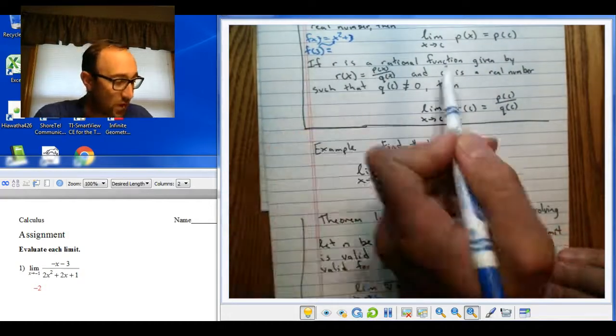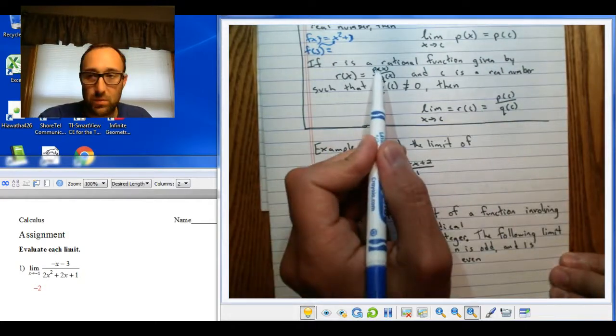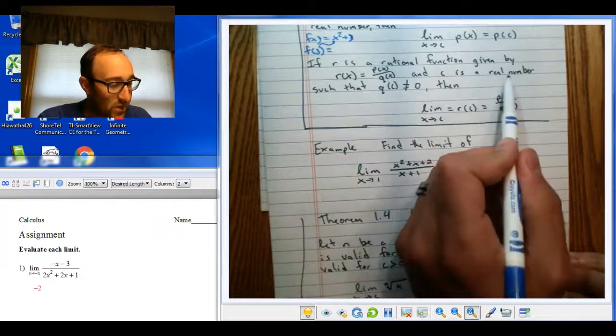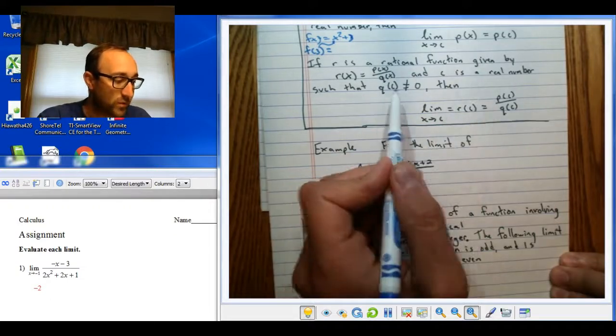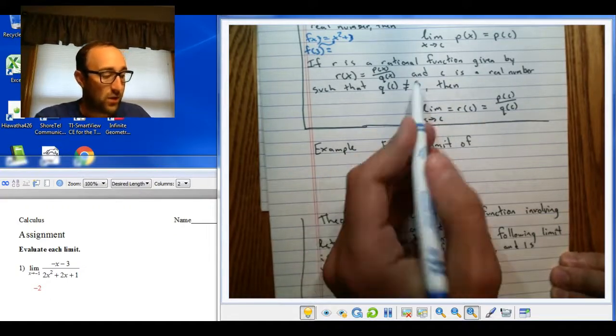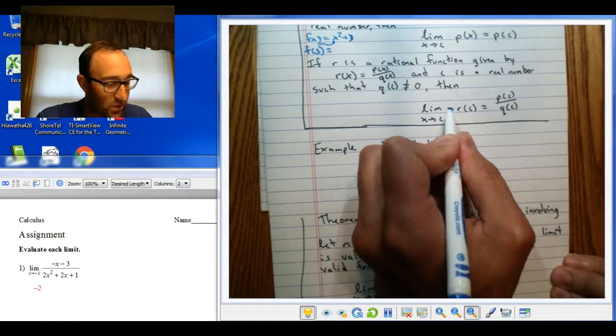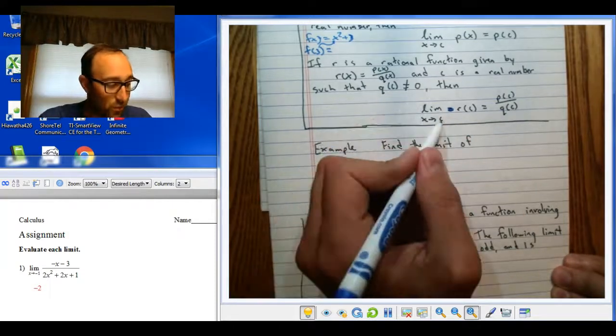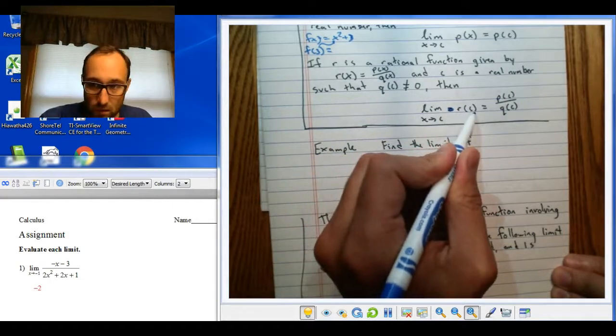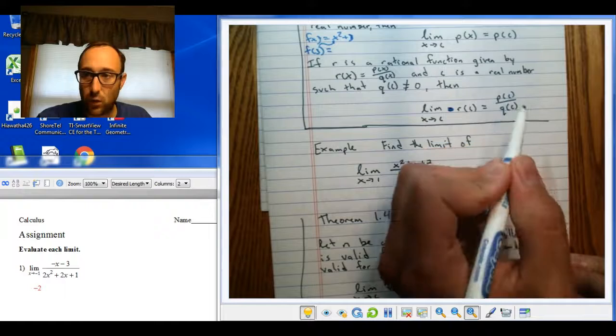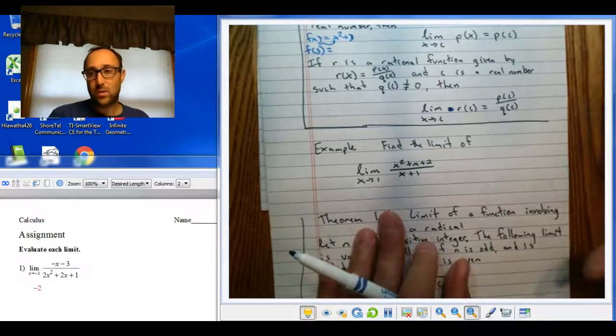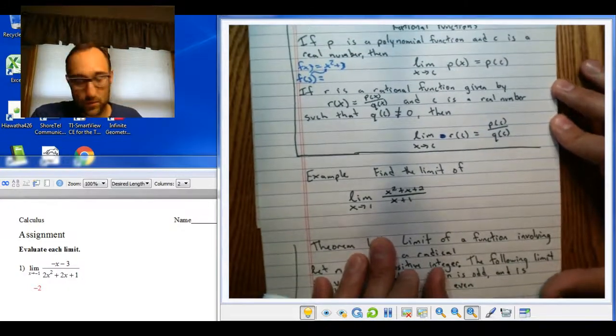If r is a rational function given by r of x equals p of x over q of x, and c is a real number such that q of c does not equal 0, then we can say the limit, this should not be an equal sign right there, the limit as x approaches c of r of x is going to equal p of c over q of c.